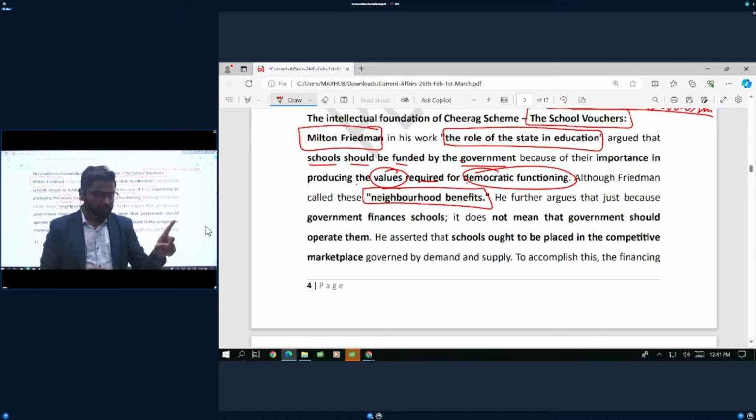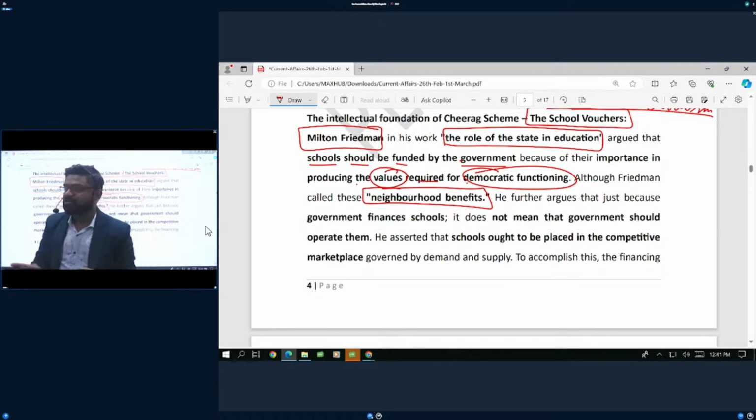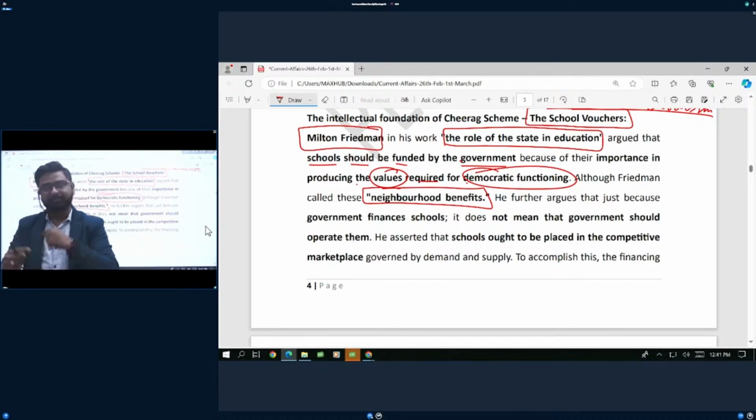Government school नहीं होगा. They will compete for better education or whatever is there because they have to maximize profit. To maximize profit, they have to maximize customer satisfaction.